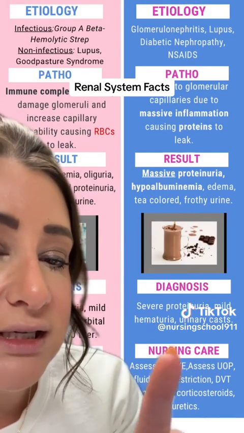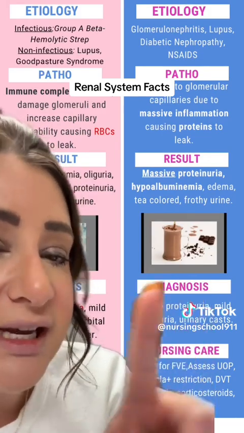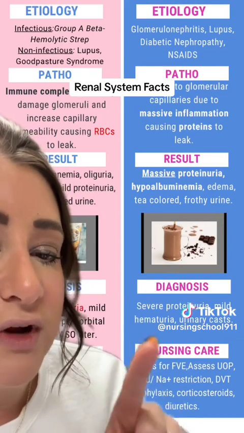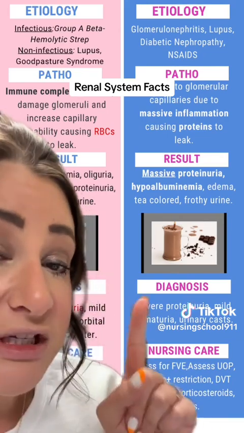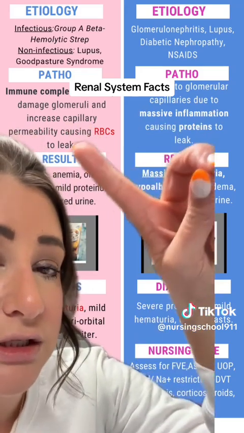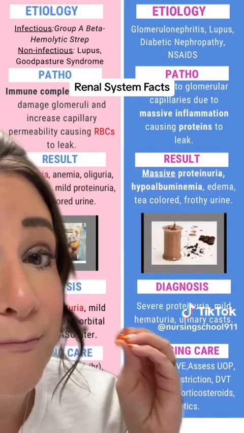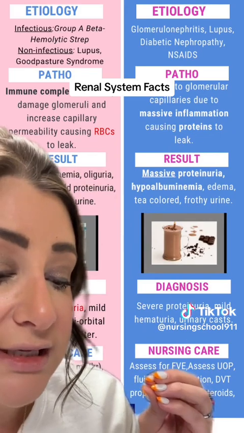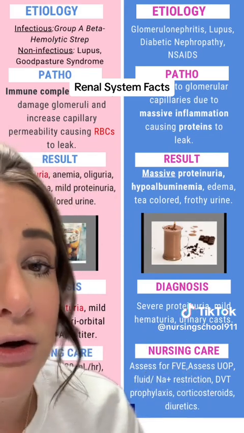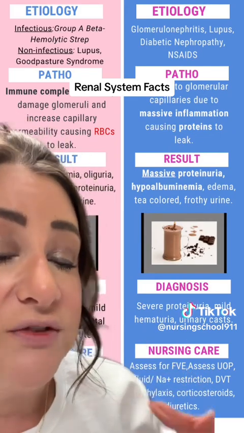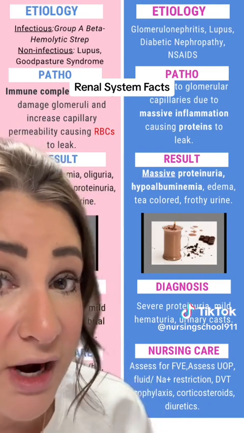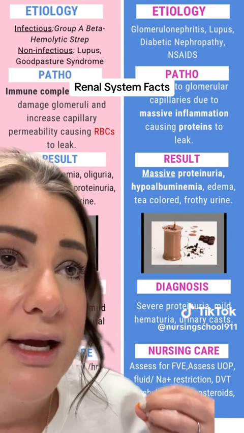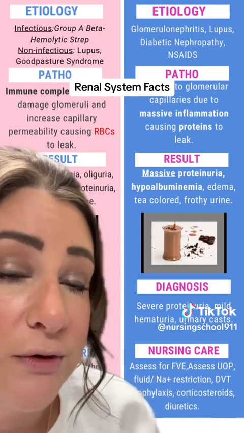So as far as the diagnosis, proteinuria is going to be very severe on our urinalysis. Hematuria, by contrast to glomerulonephritis, is going to be mild. We'll also see urinary casts on our urinalysis, okay? As far as nursing care, it's pretty much going to be the same as for glomerulonephritis. We're going to watch that fluid volume status for fluid volume excess.